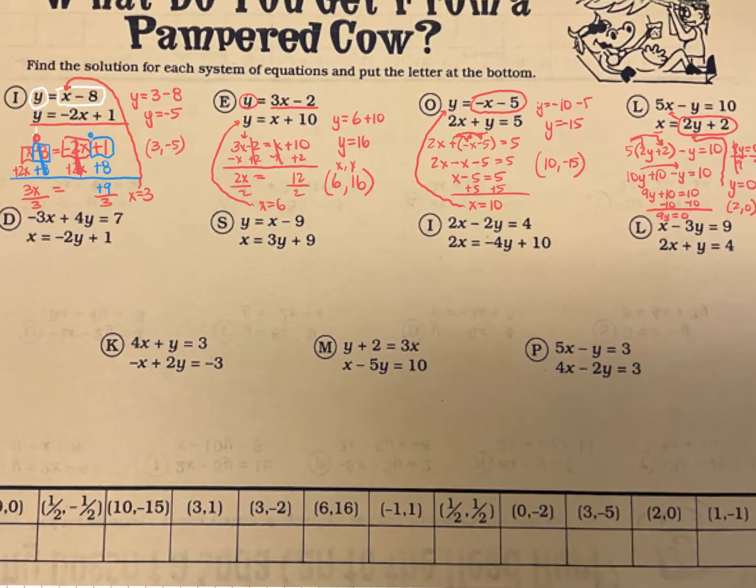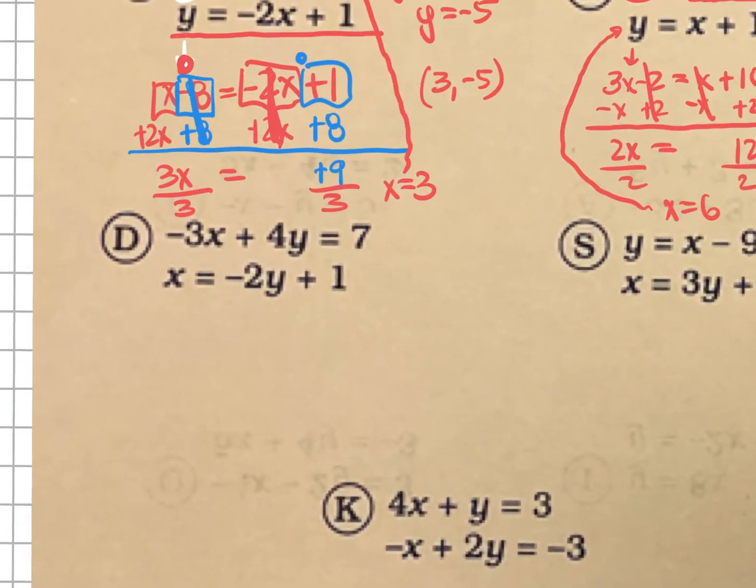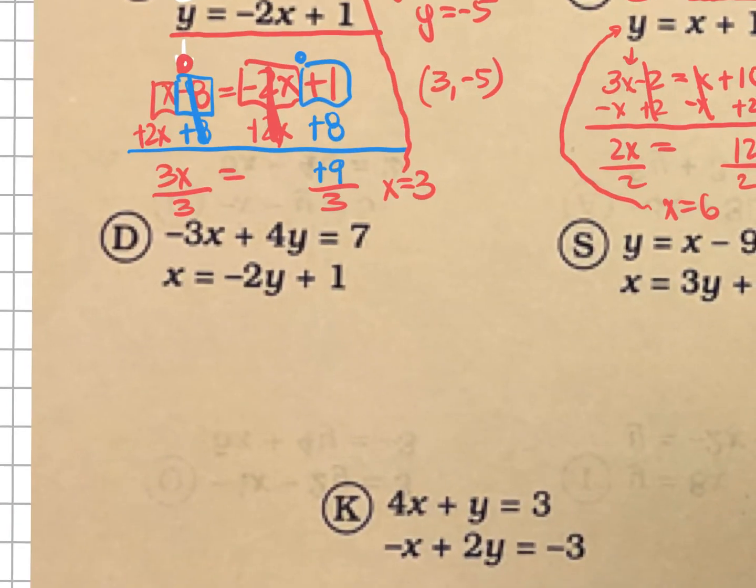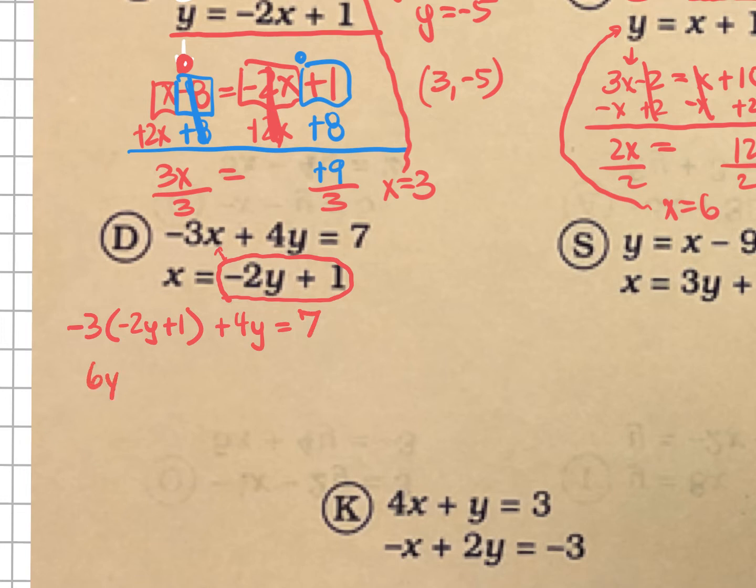All right, next one. All right, x equals negative 2y plus 1, so we know what x is worth. X is worth that. So we're going to plug that in for that x. Negative 3 times negative 2y plus 1 plus 4y equals 7. Negative 3 times negative 2y is 6y minus 3 plus 4y equals 7.